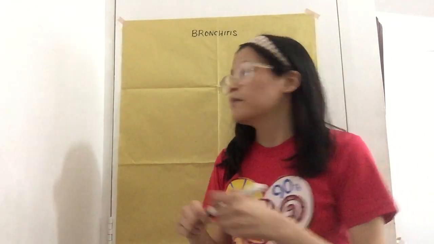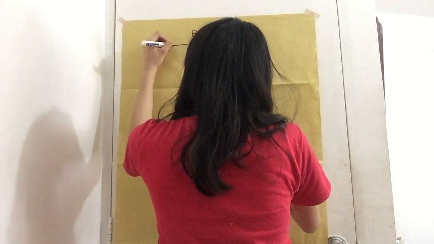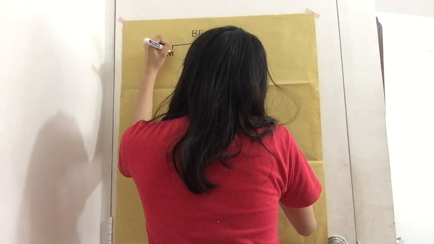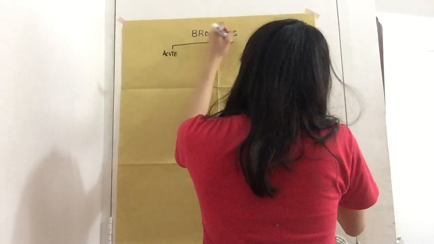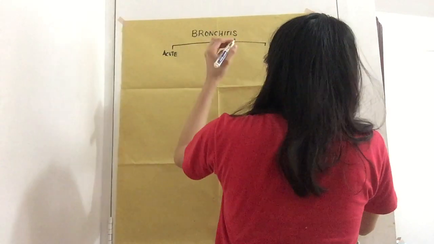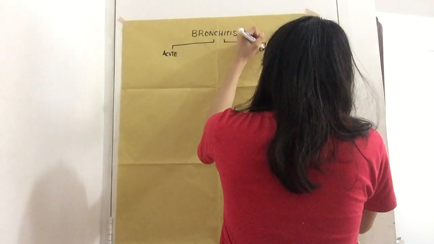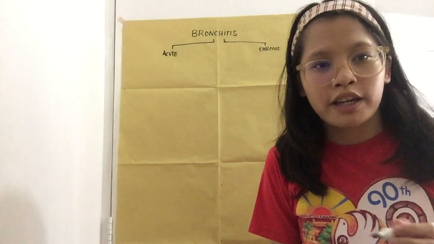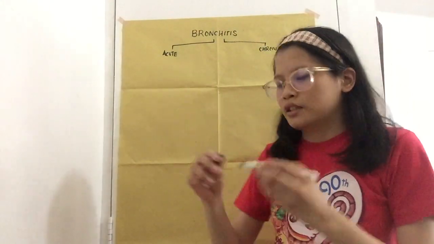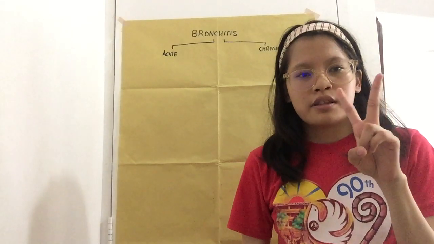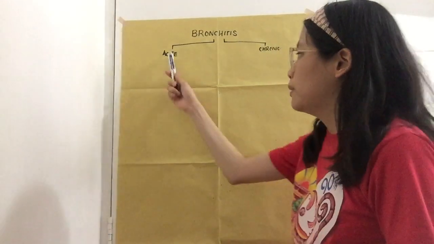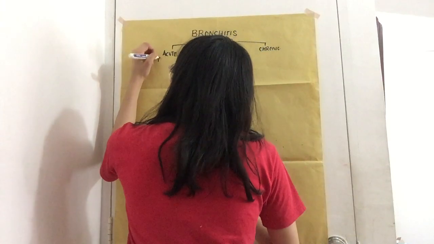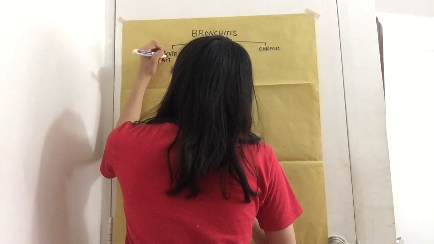So bronchitis has two types. It could be acute and chronic. The difference between the two is that acute is due to two types of infection. It could be bacterial or viral infection.